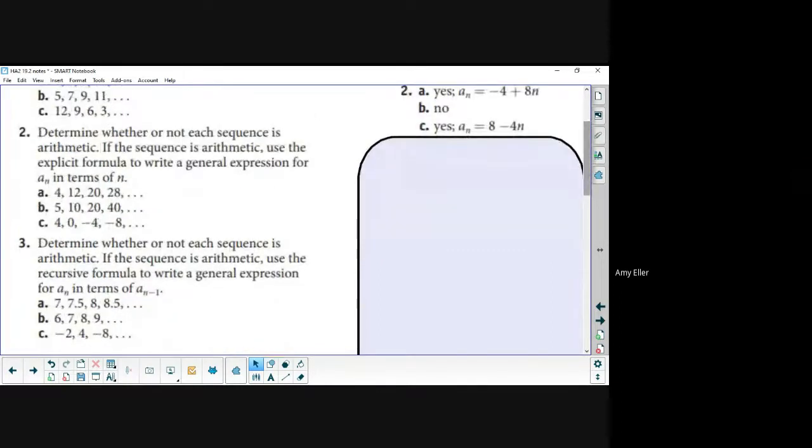Number 3, determine whether it is or is not arithmetic. Write a recursive formula. The recursive formula is the term before it plus the common difference. So it looks like this: a sub n equals a sub n minus 1, the term before it, plus your difference, 0.5.